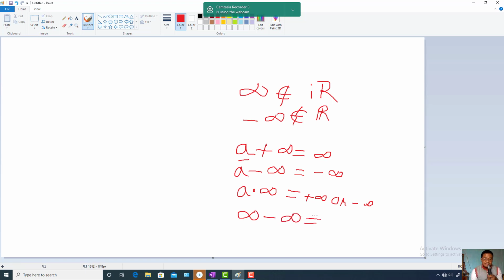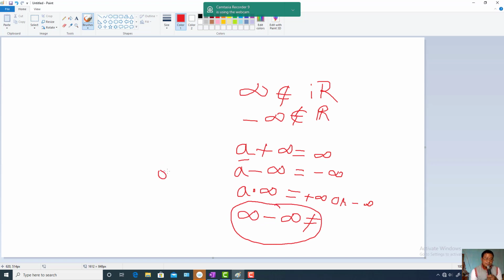What is the value of infinity minus infinity? It is undefined. It is not defined. No one knows it. This should not happen. So this expression is undefined.